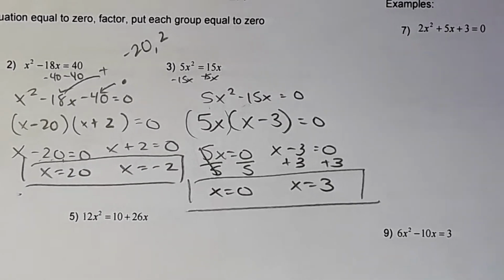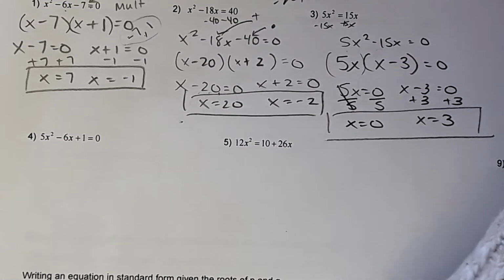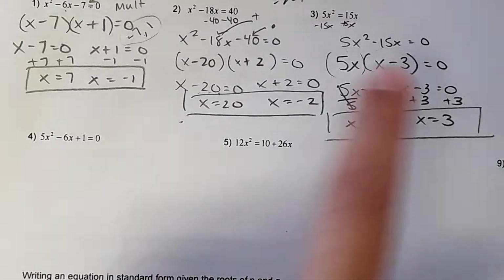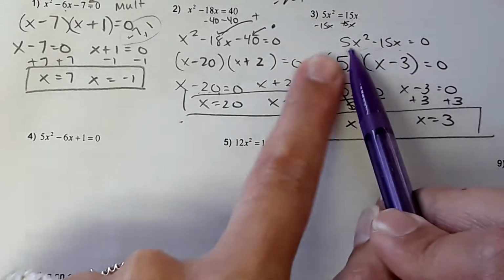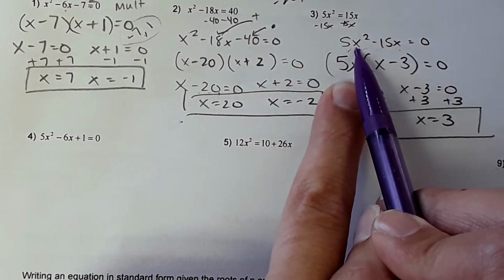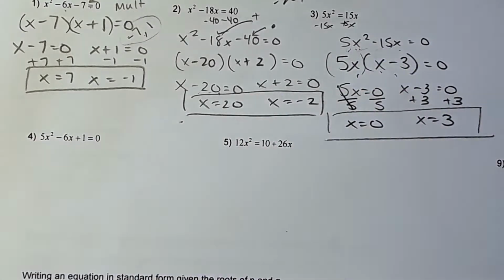Okay. Looks like most of your heads are up already. I'll zoom out. How did you get x minus 3? I factored out a 5x here. So took out the 5x, and then I divided this by 5x to get x. Divided this by 5x to get 3. 15x divided by 5x would be 3.